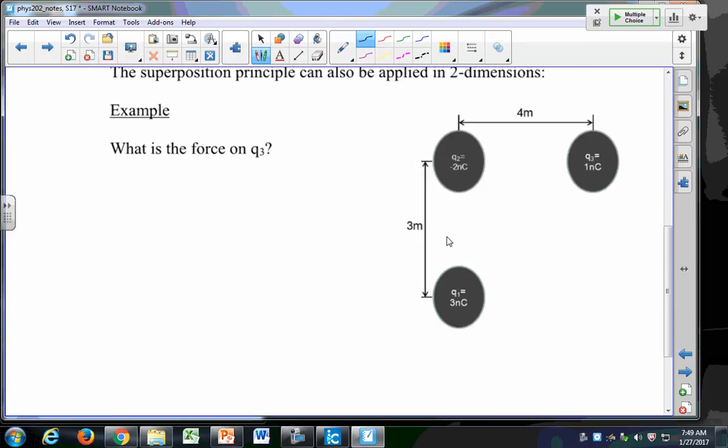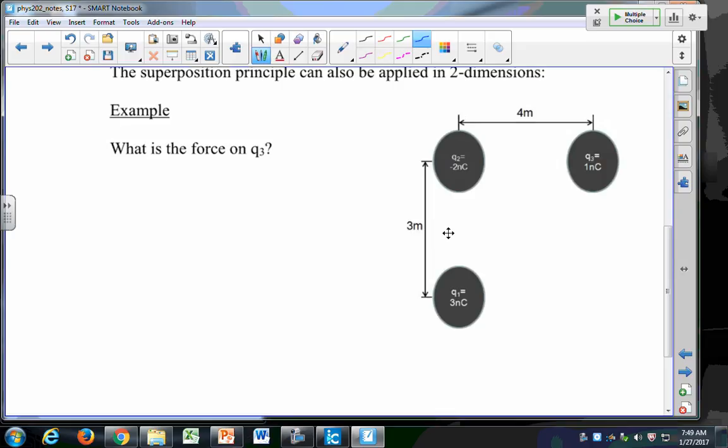Just like we did before, I'm going to go quickly through some of the steps because it's exactly what we did before. In fact, we're going to see another 2D problem before we get out of this chapter as it deals with fields. But take this as a time to make sure that you got this, because it will be on the test. I want to know the force on Q3.